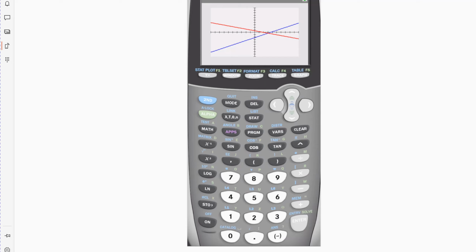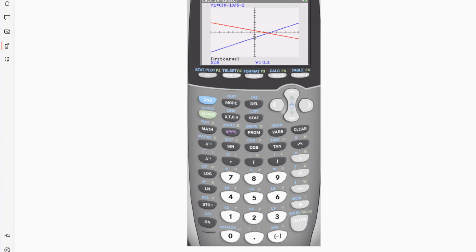In order to get to calculate, because that's the blue part, I have to hit second, then trace, and it'll pop up that window where I can do stuff on the calculator. I want to find where they intersect, so I'm going to select 5. Then the calculator asks me to do stuff.